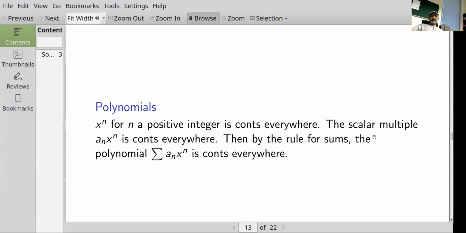Now, if x to the n is continuous everywhere for n a positive integer, and we can take scalar multiples also of a n x to the n, those will be continuous everywhere, and then we add those up in sums, then polynomials are continuous everywhere.